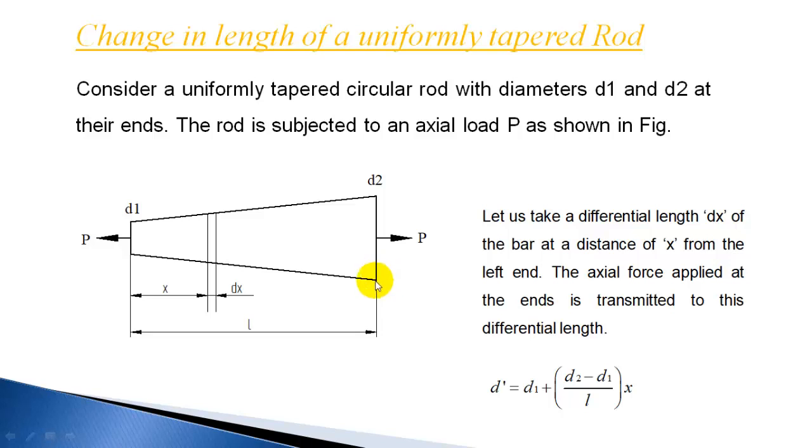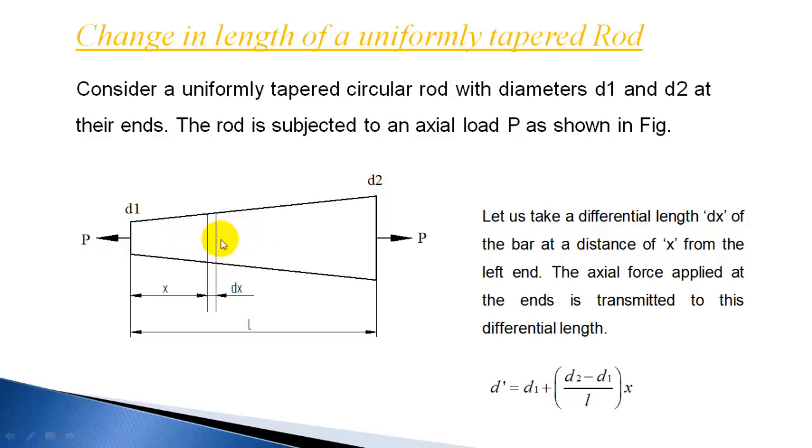So in this case, we cannot use the equation PL by AE, because each portion, if you take, I have shown a differential length here at a distance x. This portion is also subjected to the same tensile load because it's only an axial pull. Any element you take on this bar will be subjected to the same axial tensile load. So this element, which is of differential length dx, is also subjected to the same tensile load.